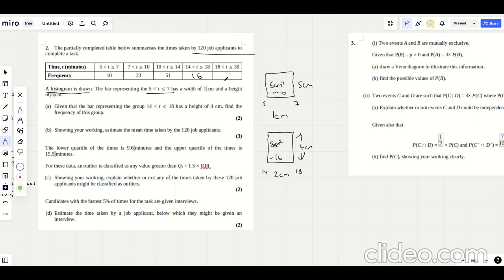Well, now we can find this one as well, can't we? Because it adds up to 120. That's 33. That's 84. That adds up to 100, and so that must be 20. And so now, showing your working, estimate the mean time taken for the 120 job applicants.